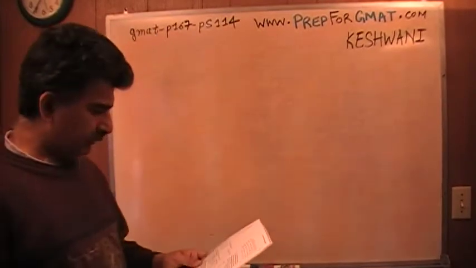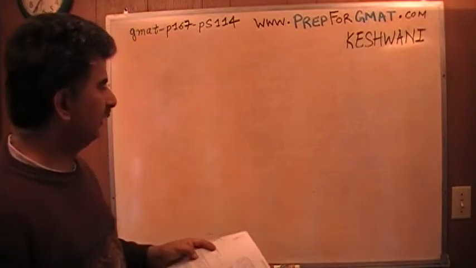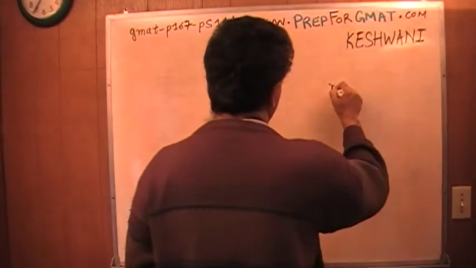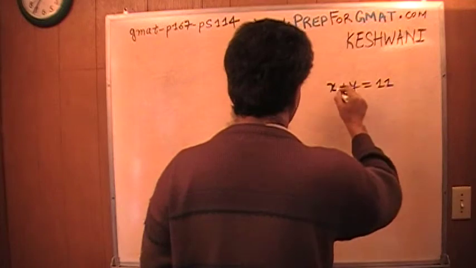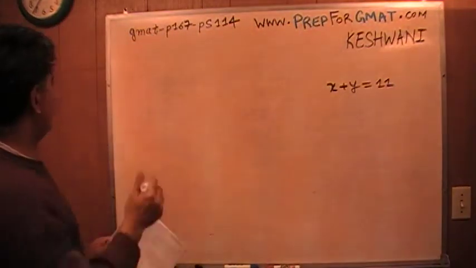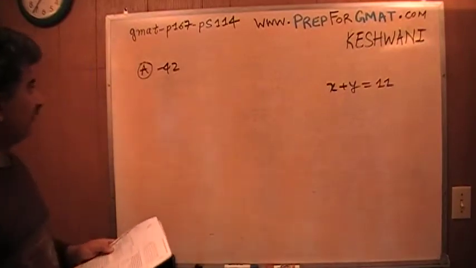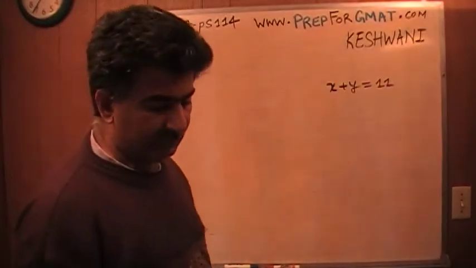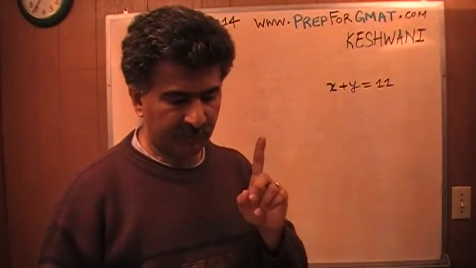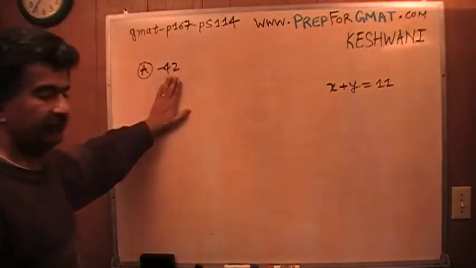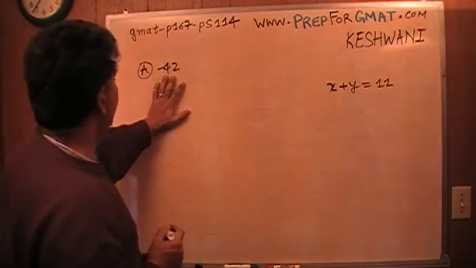It says, which of the following is the product of two integers whose sum is 11? So we have two integers and their sum, we are told, is 11. And the answer choices are negative 42. Well, since it's negative 42, that tells me, since the question is which of the following is the product of the two integers, that since the product is negative, one has to be positive, one has to be negative. That's very important here. How can I break up 42?